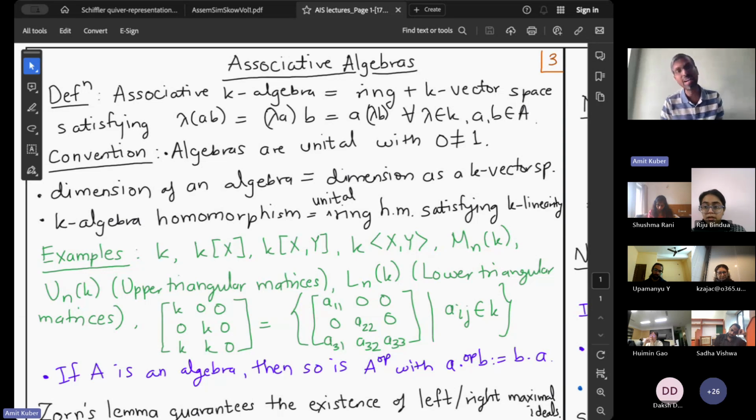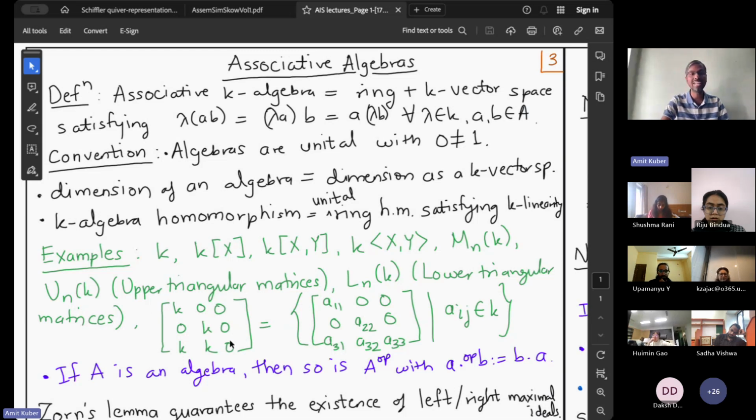Inside matrices, many things sit, namely U_n(K), the upper triangular matrices, L_n(K), the lower triangular matrices, and some other things as well. We usually have the habit of using these notations. But observe this particular sub-algebra of the matrix algebra M_n(K), where I'm writing K to mean anything non-zero is allowed.